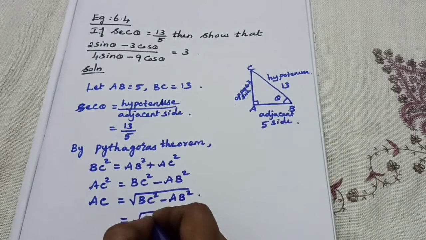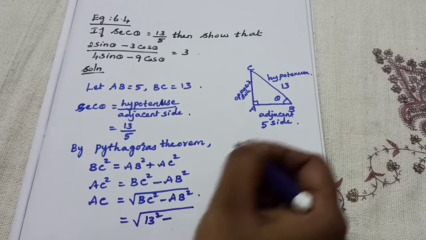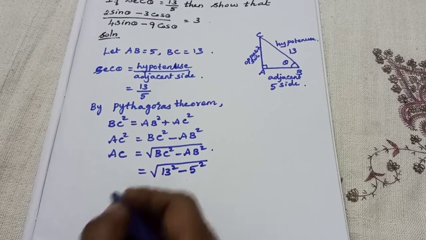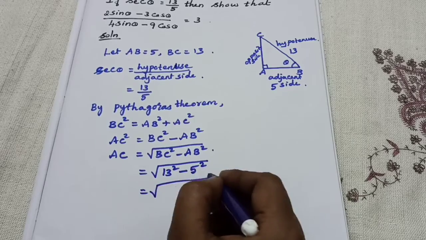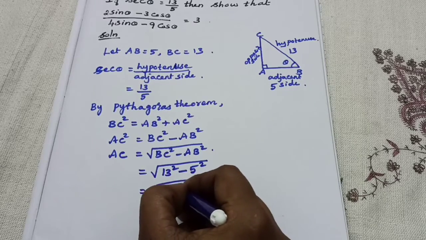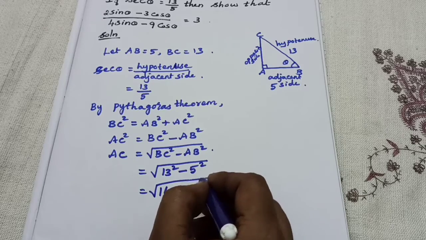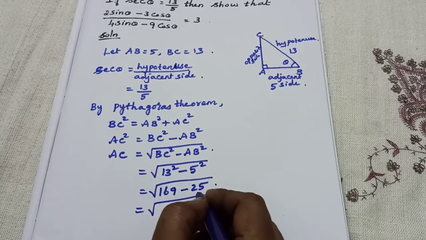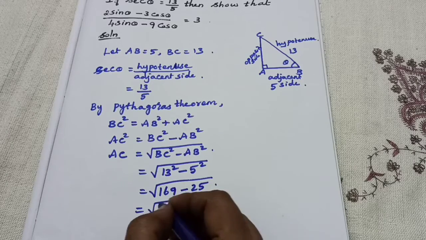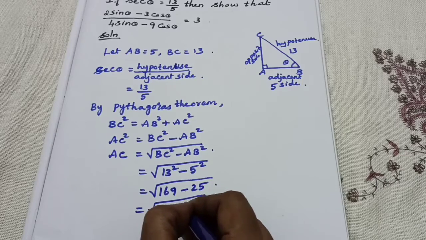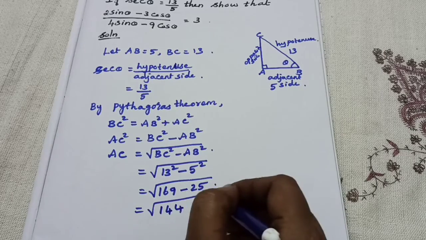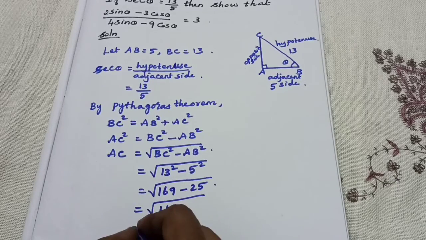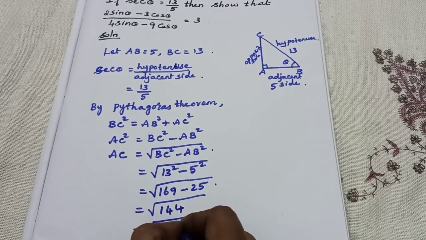Then what's the value of BC? 13. 13 square minus AB square, which is 5 square. Then AC is equal to the square root of 169 minus 5 square, which is 5 into 5, 25. Then equal to the square root of 169 minus 25, which is 144. Am I correct? What's the square root of 144? This we can write as 12 into 12, isn't it?